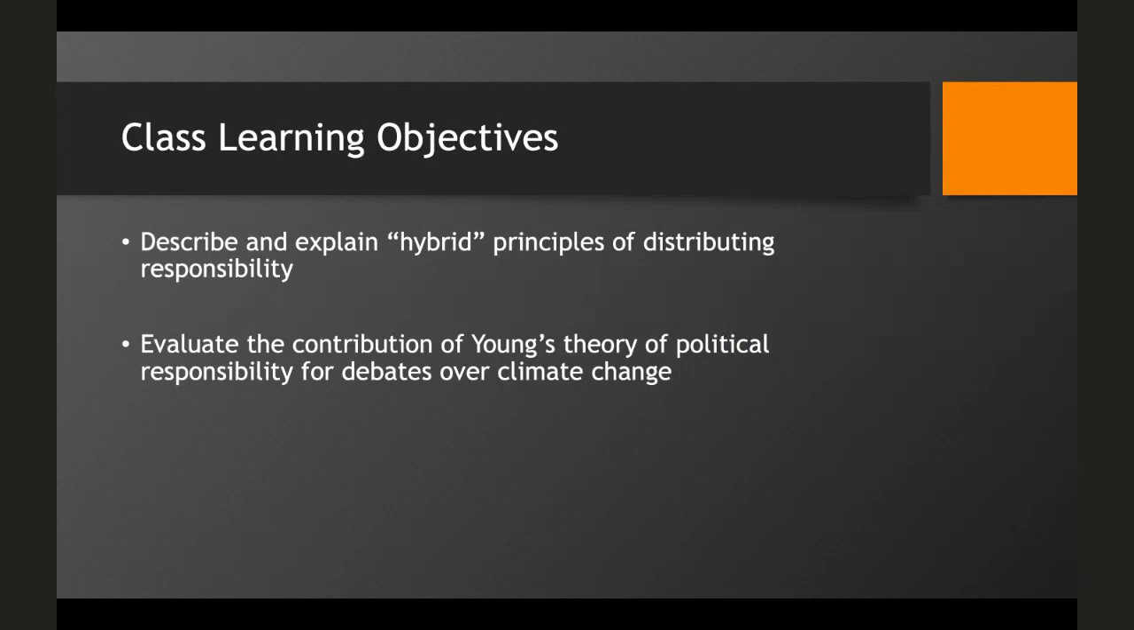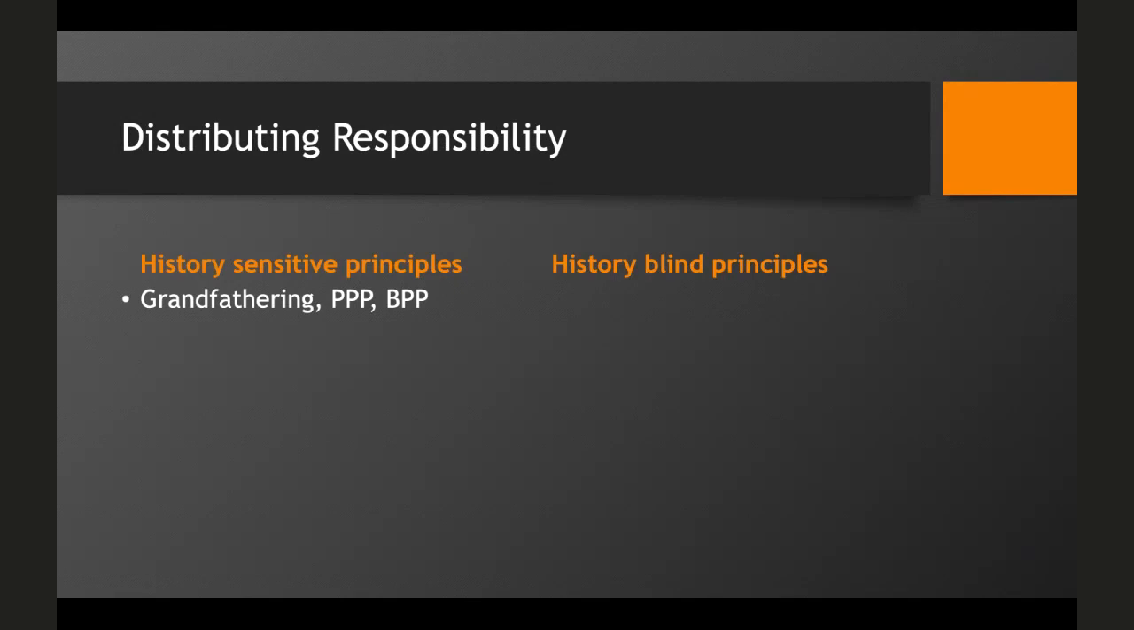So if we sum up our different ways of distributing responsibility from Monday's class, we have two broad categories of principles. On the one hand, we have history-sensitive principles. These are principles like grandfathering, the polluter pays principle, the beneficiary pays principle. And the idea here is that these history-sensitive principles are going to be dependent on some sort of causal claim, some sort of claim about the history of greenhouse gas emissions.